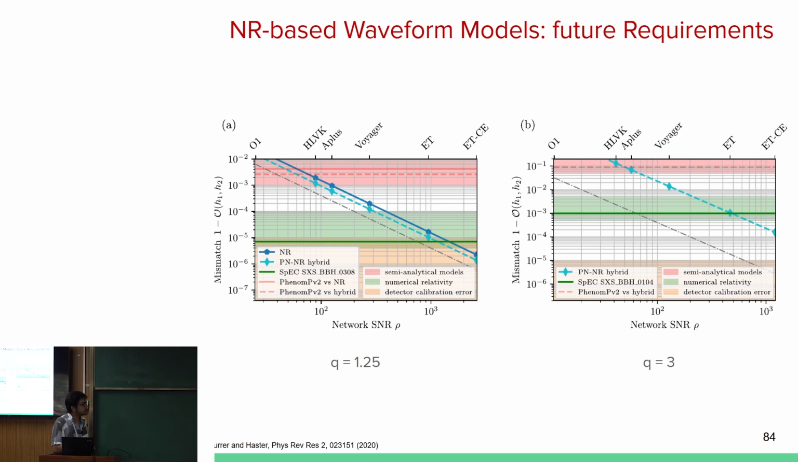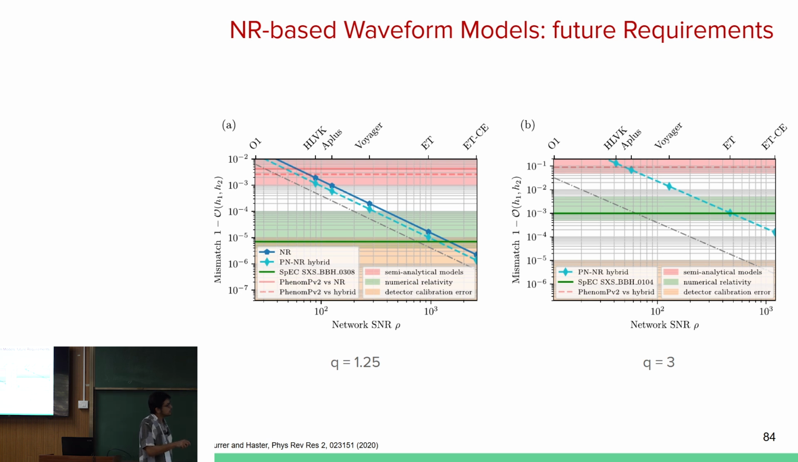In fact, this figure here is from a paper by Michael Purer and Carl Haster, which shows the accuracy requirements for these waveform models as a function of detector sensitivity, going from least sensitive to most sensitive from left to right, for a mass ratio of nearly 1 in the left panel and a mass ratio of 3 in the right panel here, right? And there's a lot of things in this figure.